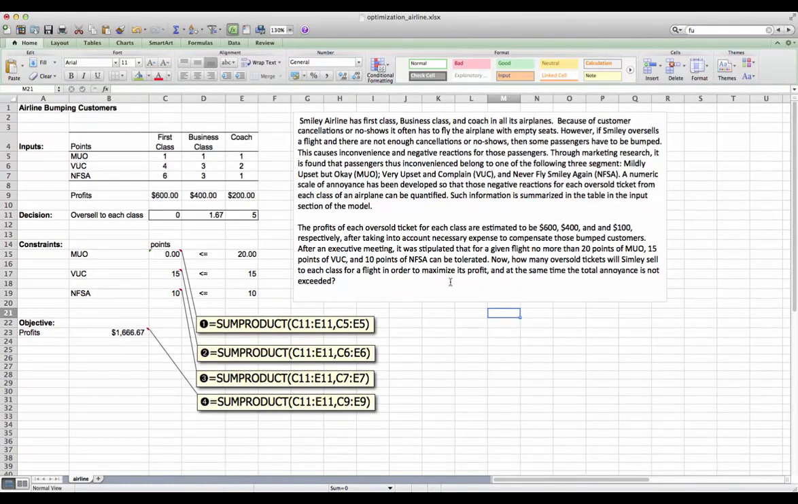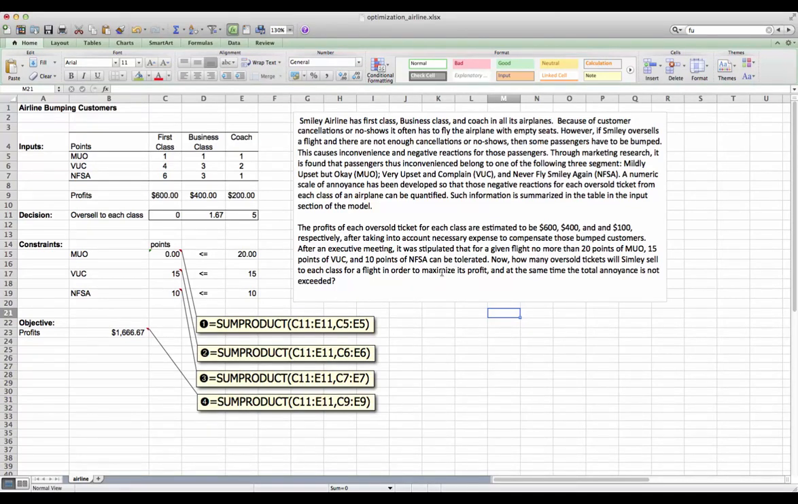Now let's look at a somewhat stylized example of airline bumping customers. Smiley Airline has first class, business class, and coach in all its planes. Because some of their customers cancel the reservation at the last minute or simply no show, it often has to fly the airplane with empty seats, which costs them money.